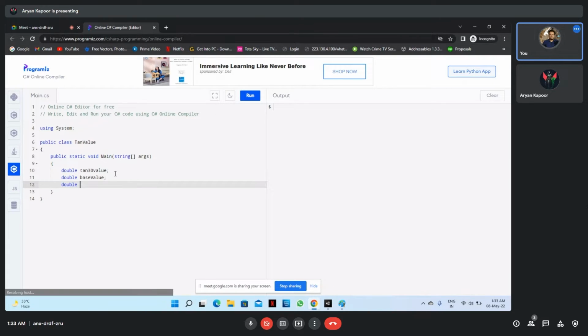One advice, Aryan. There is one very small thing. It's not a mistake, but it's good practice. If you have written the value as a small v in the tan 30 part, then write the base value v also small. Don't make it big, otherwise you will be confused when you write the value. Either make it small or big.